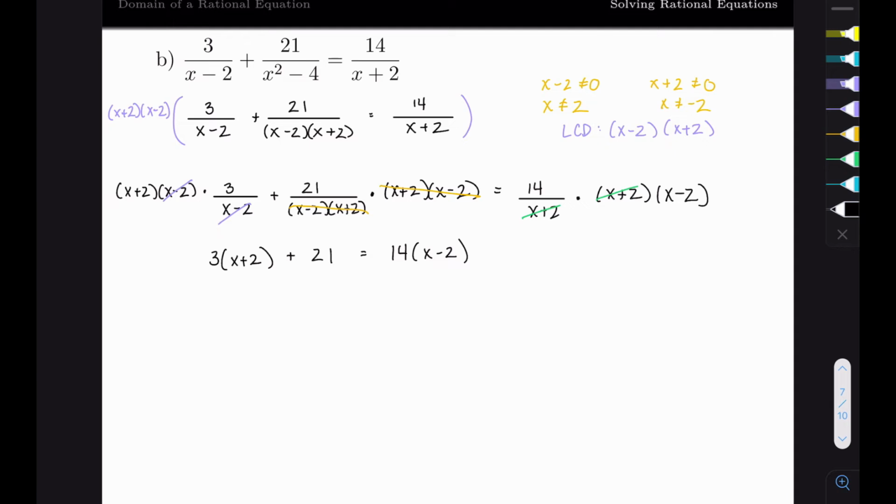And now again, you see we boil something that's very complicated down to something much simpler. This is a nice linear equation, so we just need to get x by itself. So first and foremost, we've got to distribute these two numbers. This gives us 3x plus 6 plus 21 equals 14x minus 28 when we distribute that out. Then we've got to get everything to one side. So I'm going to go ahead and first condense the 6 and 21. That gives us plus 27.